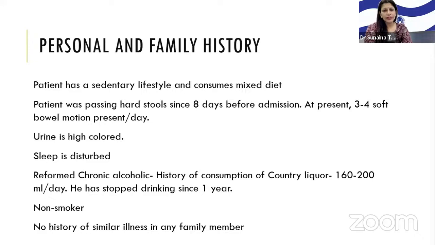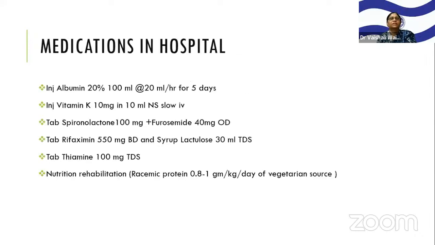Okay, and now you have said that the patient is a reformed chronic alcoholic. Yes. And he was consuming quite a lot of alcohol. Do you know the dose of alcohol usage which can cause liver disease? Yes, ma'am. For males, it is 60 to 80 grams per day for 20 years, and for females, 20 to 40 grams per day for 20 years. Prolonged consumption is there. Yes. Okay. Please continue.